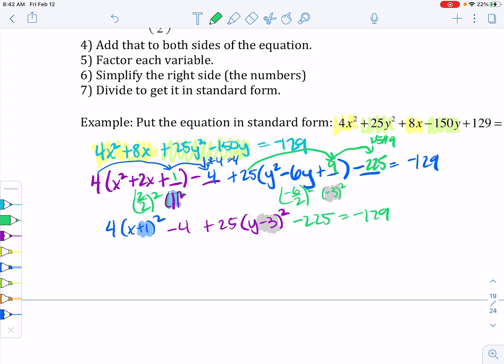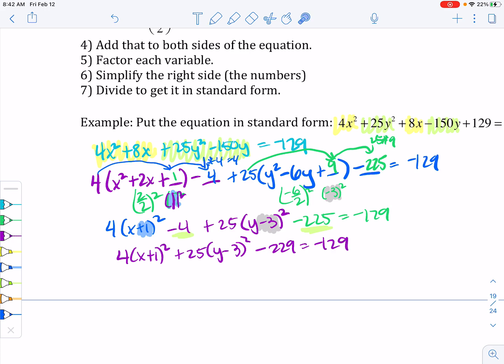Okay. Now notice these are like terms, so I can add those together. I'm not doing the numbers in front because notice those are being multiplied. This is being subtracted, this is being subtracted, this is being multiplied by this thing. So we're only taking these two numbers. So I'm going to get 4 times x plus 1 squared plus 25 times y minus 3 squared. And then if we do negative 225 minus 4, that gives us negative 229 equals negative 129.